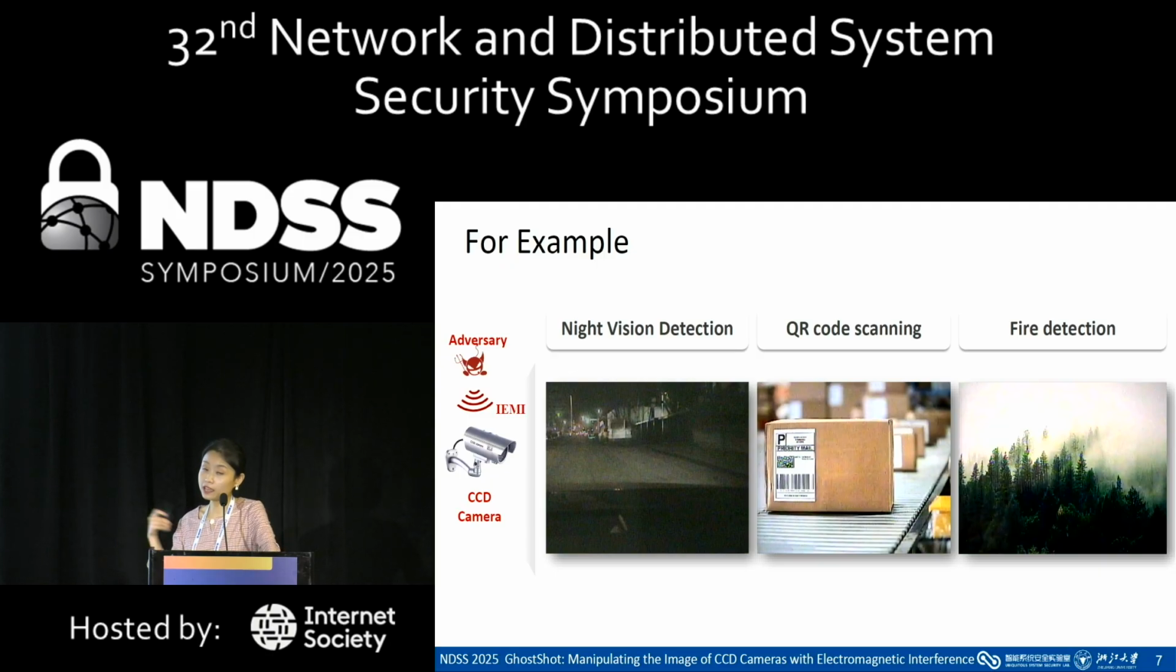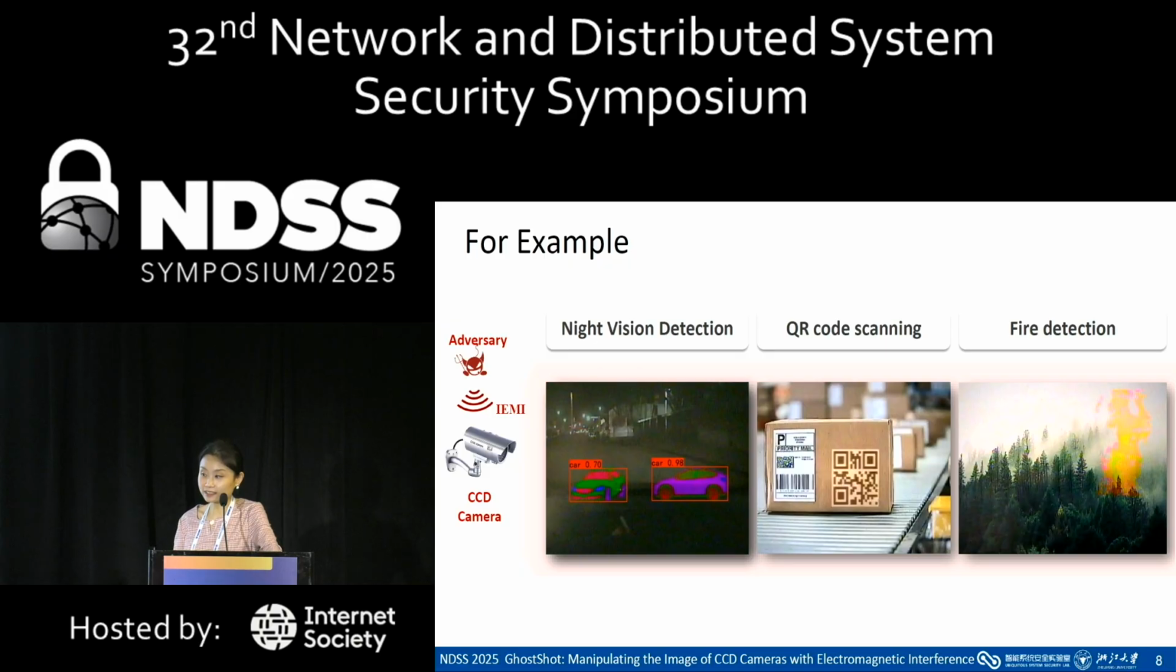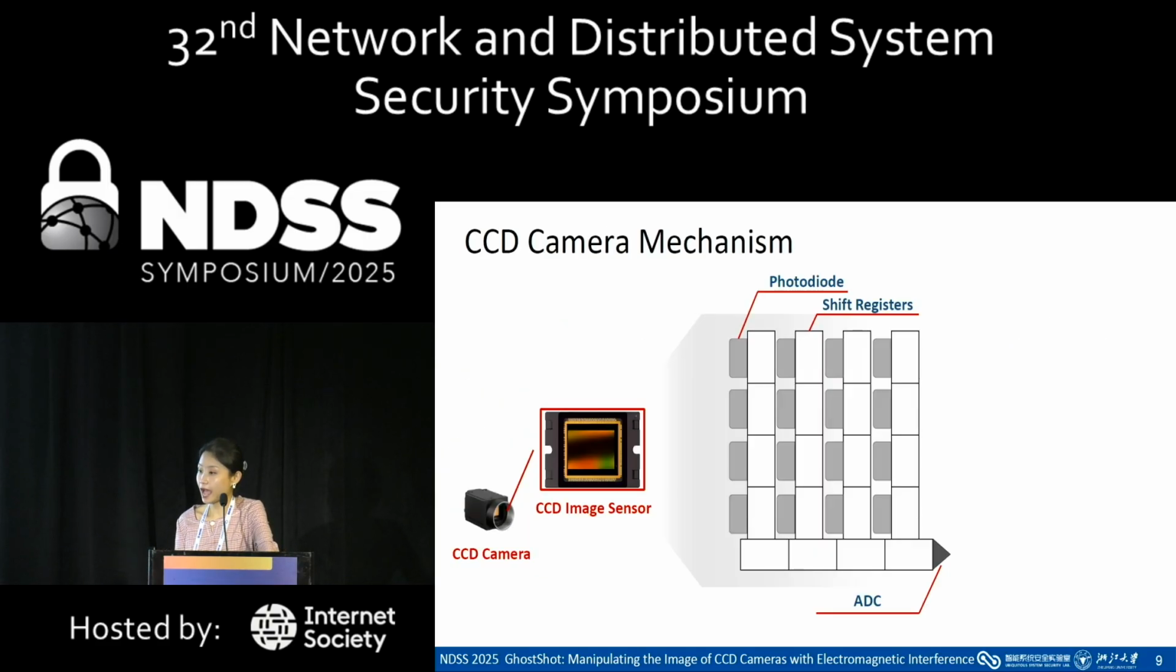Okay, so if this attack is made true, what can we do? For example, we give three examples: night vision detection and so on. And these are the images captured after our attack. For example, we may inject false cars or malicious barcodes or even an artificial fire. So, how to achieve this?